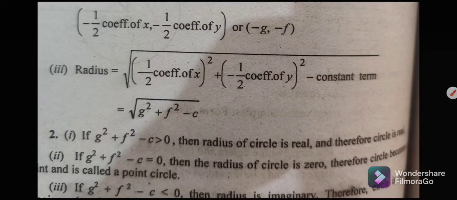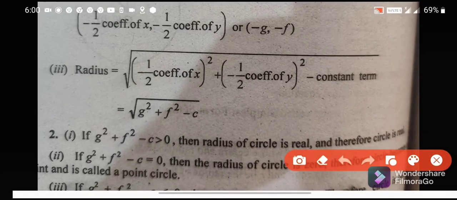Next is radius. Radius is equal to under root of g square plus f square minus c, that is, (1 by 2 coefficient of x) square plus (1 by 2 coefficient of y) square minus c, where c is the constant term.